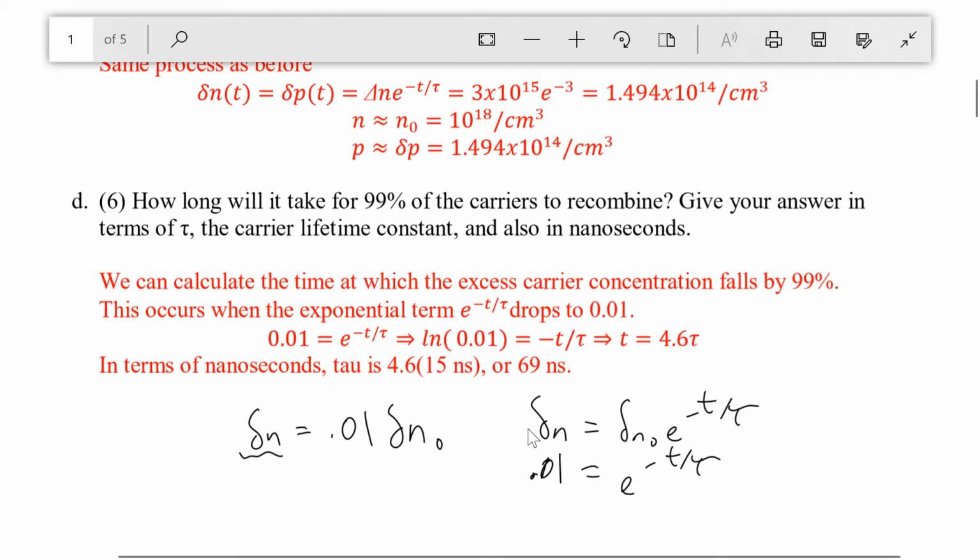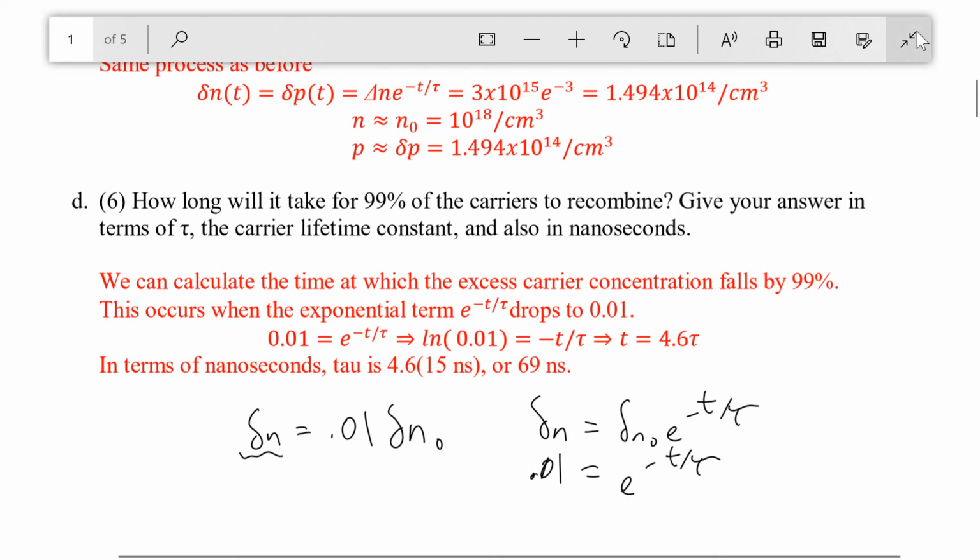So you're trying to figure out at what time t this exponential equals 0.01. If you solve for that, you get a ratio of 4.6 tau. So within 4.6 time constants, 99% of the carriers are gone. In this particular problem, the time constant is 15 nanoseconds, so within 15 times 4 nanoseconds, within 60 nanoseconds, 99% of the carriers are gone. So you could have a similar question on the exam.